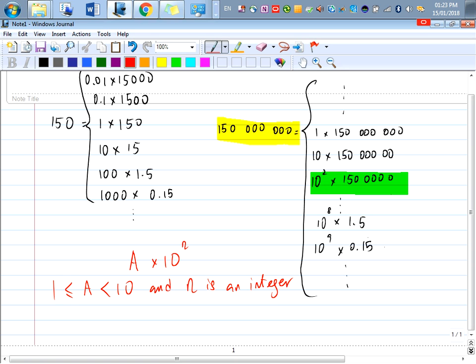What about if a is equal to 10? Can or cannot? Can a be equal to 10? Why not?